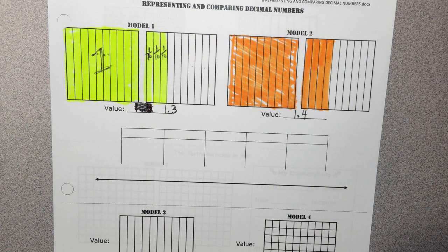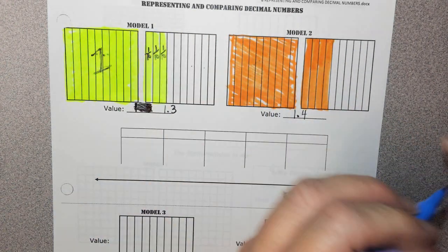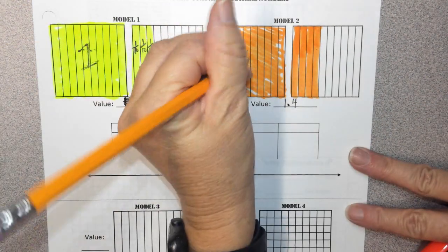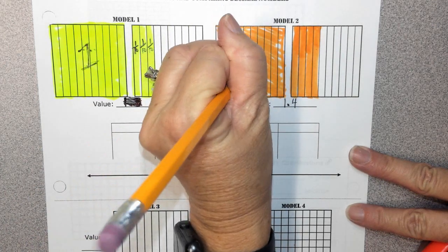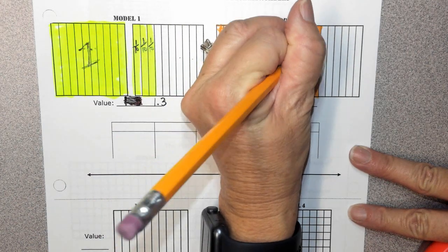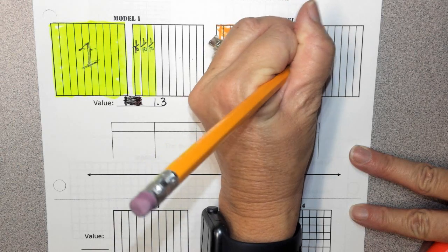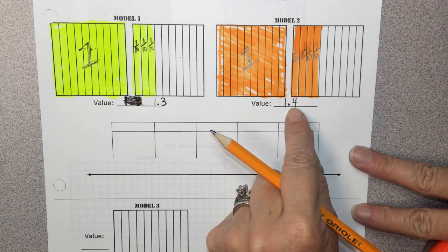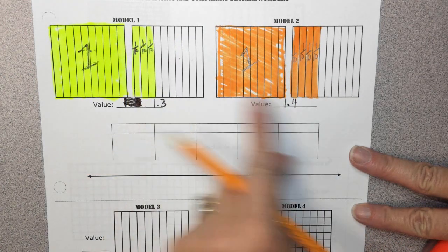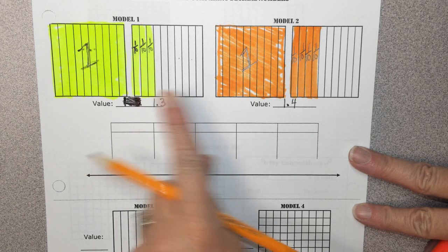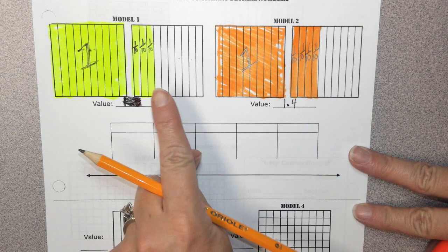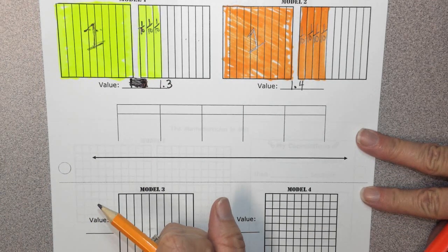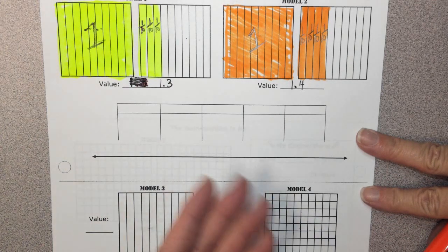And I'm going to stop again and just label. So we have one whole. We have one whole, and then we have 1/10, 1/10, 1/10, 1/10, giving us the 4/10. So as I look at the two models, I can see that 1 4/10 is more than 1 3/10. So that's just one way that we can compare them, by using picture models.